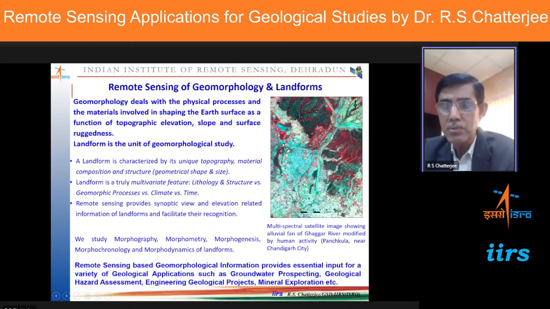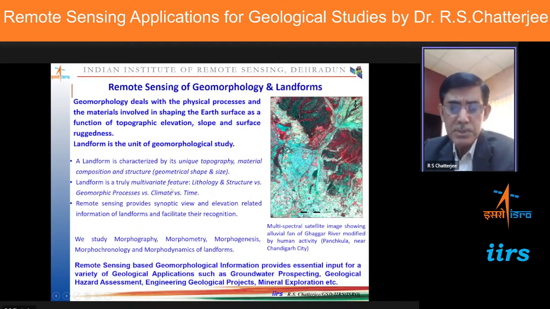For example, you can see a landform here. This is an alluvial fan, the Ghaggar fan. And here, basically these are all houses. This is a city, Panchkula, near Chandigarh, and there is Mohali. This alluvial fan is completely modified by the settlement, but this is a landform, an alluvial fan. It has a particular shape, size and geometry, and a particular elevation pattern, isn't it? So it has unique topography, material composition, and geometry.